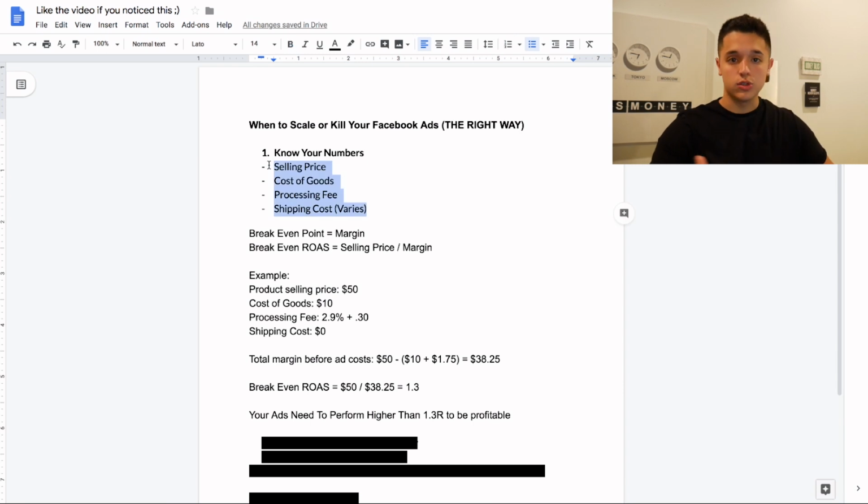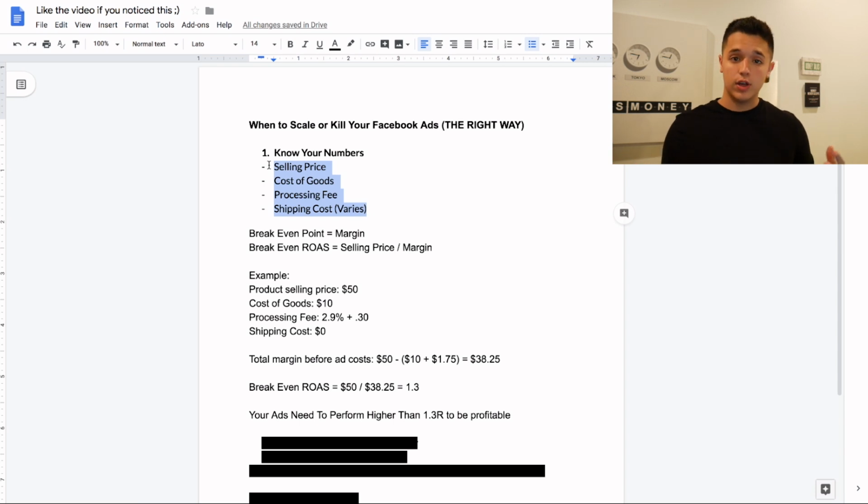The first one obviously is your selling price. What are you selling this product for? Second, what is your cost of goods? How much is this product actually costing you per unit? Third, your processing fee, which is PayPal or Stripe, whatever you're using for your payment processor. And then shipping cost, it depends.